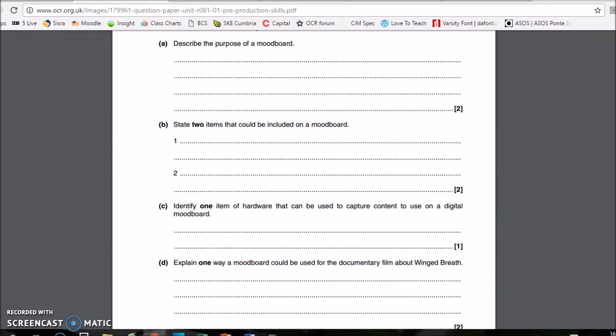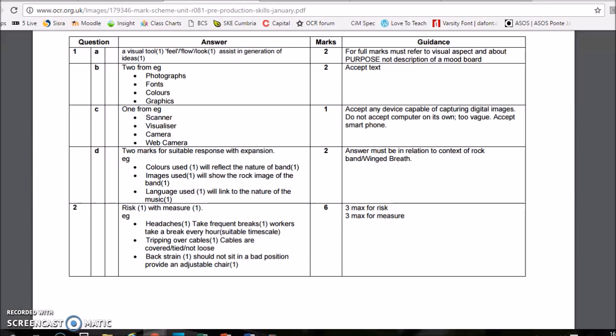Question C asks for 1 item of hardware that can be used to capture the content of a digital mood board. And that's about actually capturing the content. So it does say a scanner, a visualizer, a camera or a webcam. And in the guidance it also says accept smartphone. We all take photos on our smartphones now. However, the distinction there is a smartphone, because a normal phone doesn't take pictures, it answers calls.